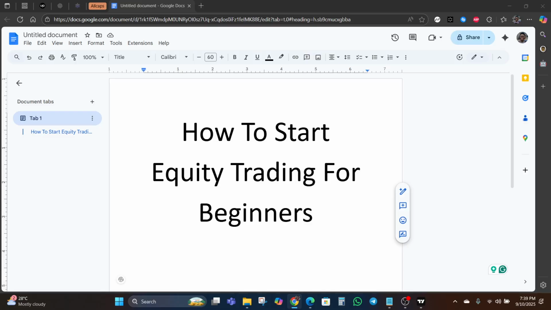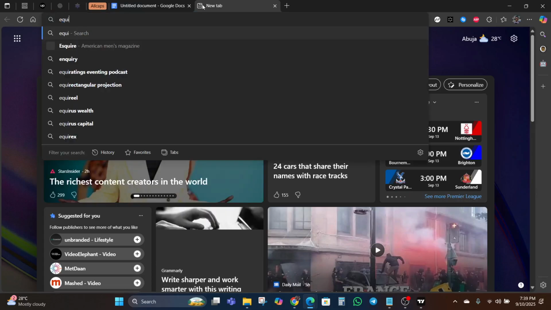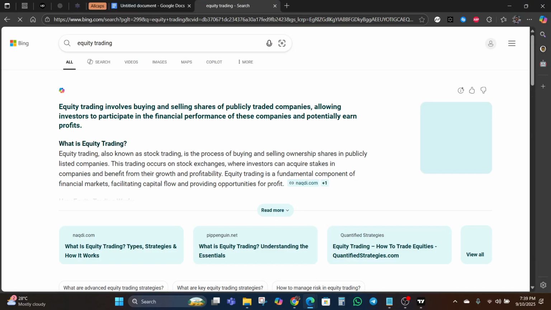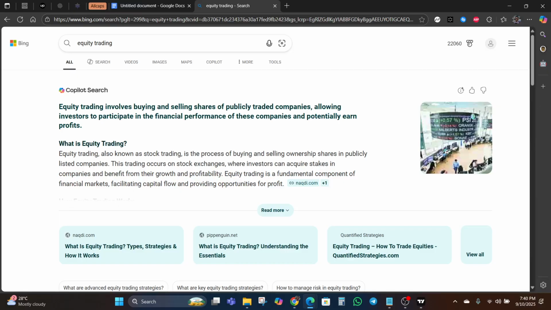Now, let us talk about how equity markets work. Stock prices do not move randomly. They change based on supply and demand, right? They also change based on company performance, economic news, and even global events. Knowing these factors gives beginners a foundation for why prices rise and fall.